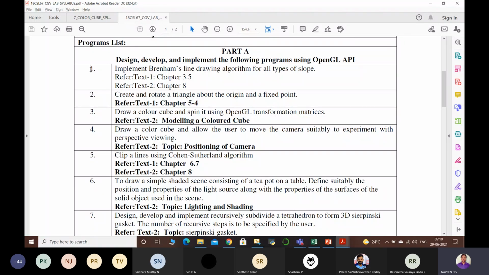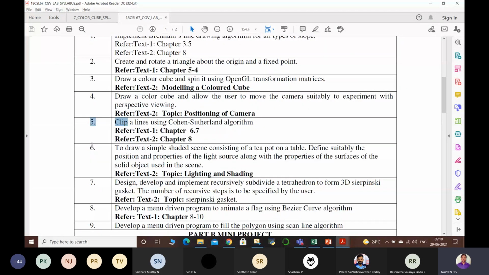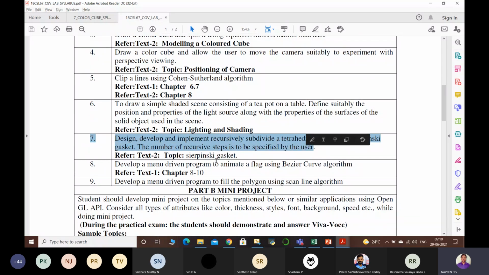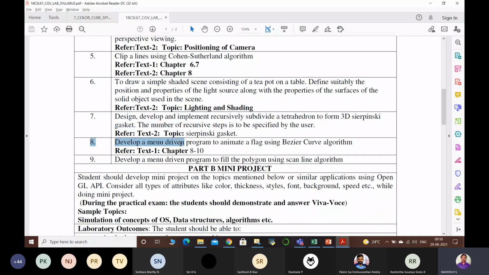We have done 1, 2, 3, 4th, 5th. So 1 to 5 done. 6 is pending, that is the teapot. That we will do later, not now. We will take it after your second internal. And 7th is also done, the Sierpinski gasket tetrahedron program. And 8th we didn't do, that is the Bezier curve. And 9th, scan line, we have done. So 1 to 5 we have done, and 7th and 9th we have done.